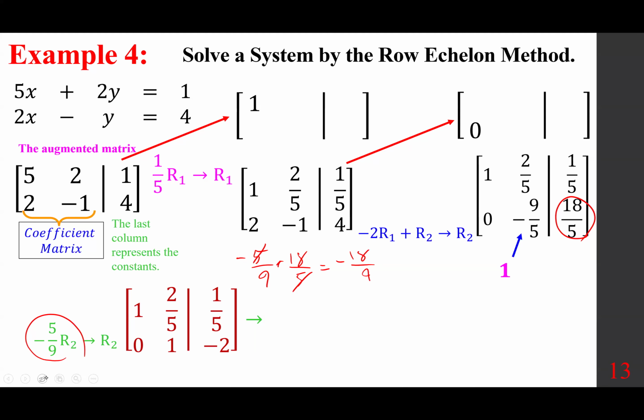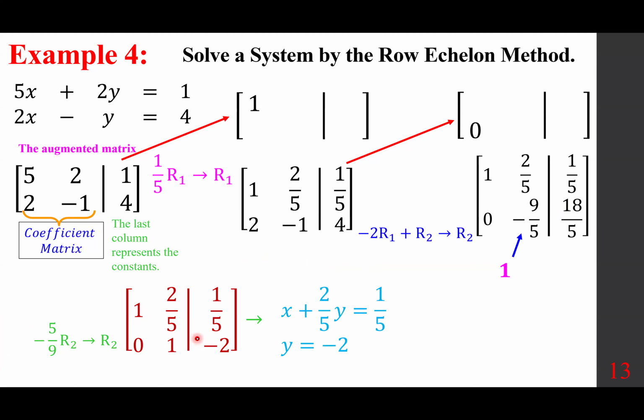Now, this means 1x, or simply x, plus 2 over 5y equals 1 over 5. This means 0x, we don't write it, plus 1y, or simply y, equals minus 2. So this gives you y equals minus 2. Now you do the back substitution to solve.